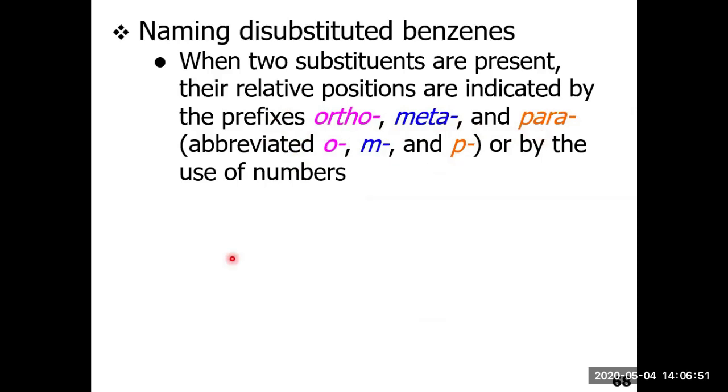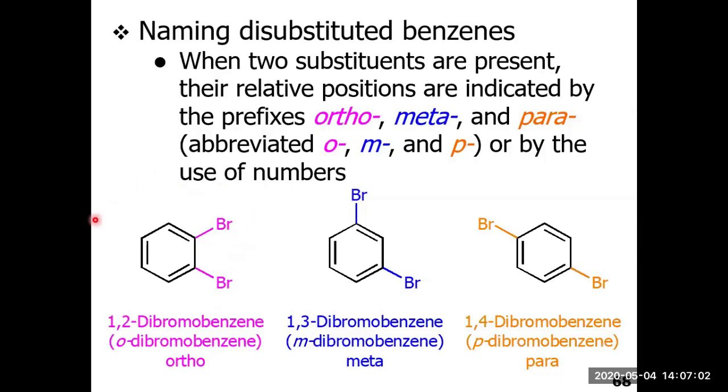All right, let's look at some examples to apply this ortho, meta, and para way of naming your disubstituted benzene rings. Let's look at this first example. This is 1,2-dibromobenzene, but because the substituents are in 1,2 positions with respect to each other, we can simply use ortho-dibromobenzene, or this is an ortho substituent. Remember, for an ortho substitution, we have 1,2 positions of the substituents.